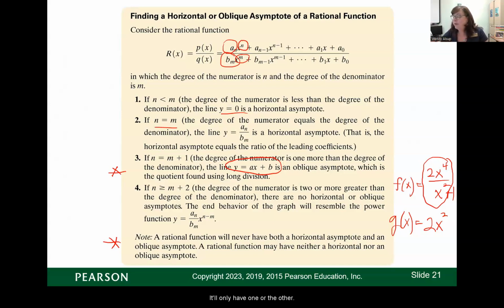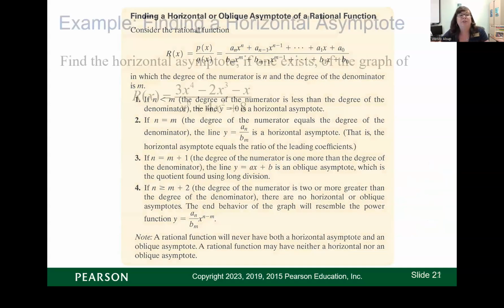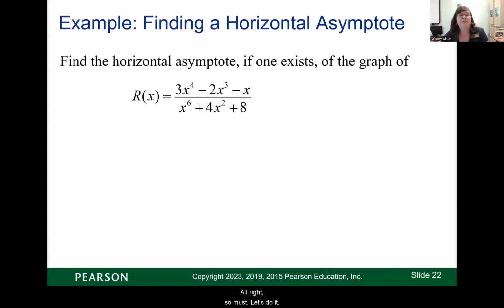It will only have one or the other. Now it can have horizontal and vertical. It can have oblique and vertical, but it will not have both a horizontal and an oblique. All right, so let's do it. Let's just jump right in.